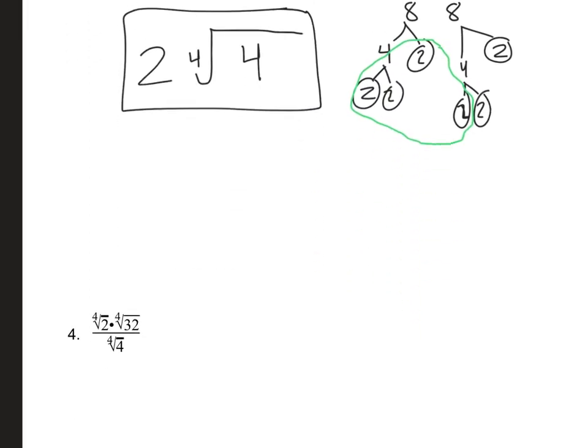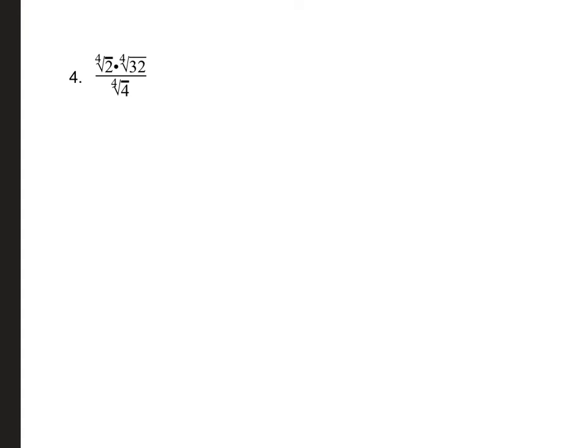Right? Coming down to number 4. Again, it's the same thing. Looks a little bit more scary, but rest assured, you're going to be just fine. Here, they're all to the 4th root, so that means I can combine all of them. No worries, I can combine everything. So let's do that. On top, I'll have the 4th root of 2 times 32.